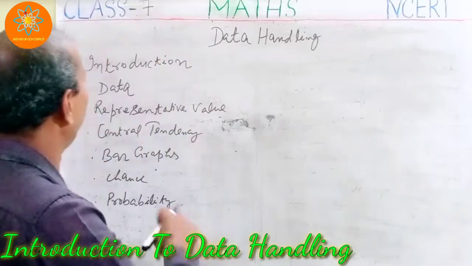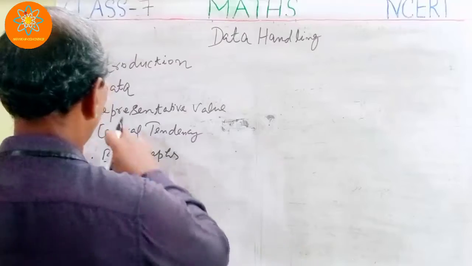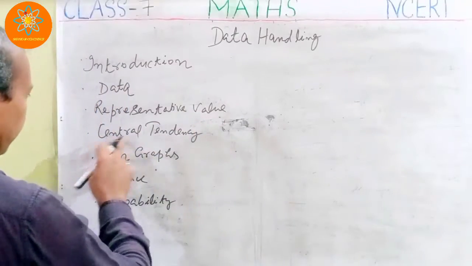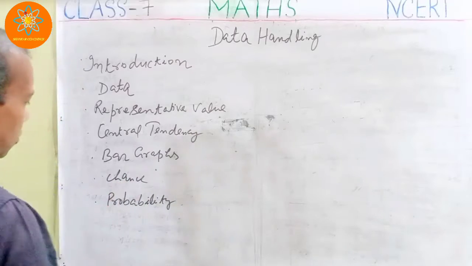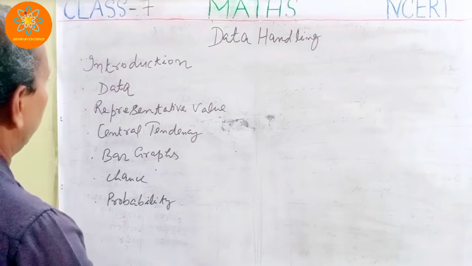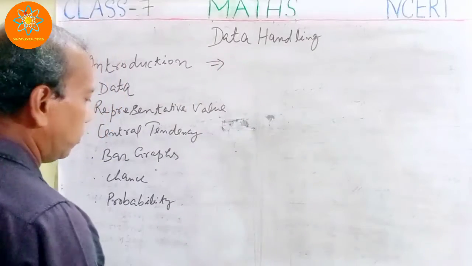Now the chapter is data handling. We will discuss one by one: introduction, then data, then representative value, central tendency, bar graphs, chance, and at last probability.